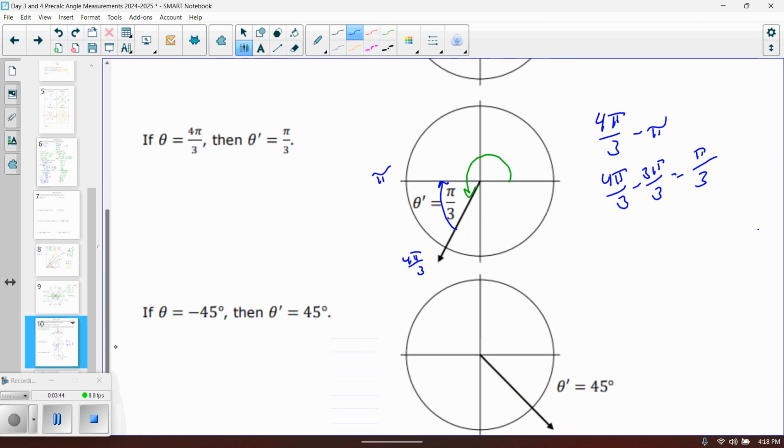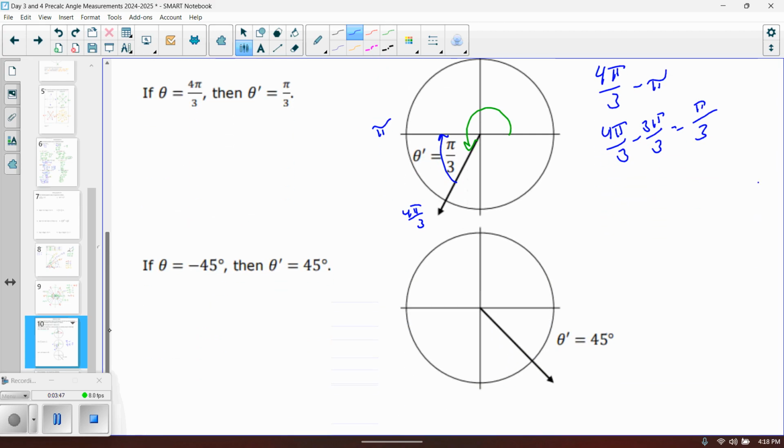All right. And then our last one tells us that our actual angle here is negative 45 degrees. Well, that just means that it went in a clockwise rotation. But again, that's only 45 degrees away from the closest horizontal. So theta prime is 45 degrees.